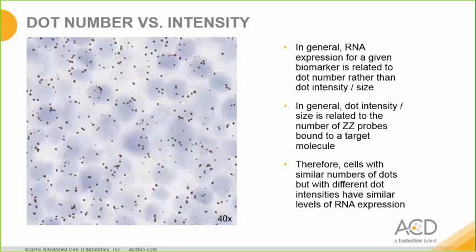To reiterate, in general, RNA expression for a given biomarker is related to dot number rather than dot size or intensity. In general, dot intensity is related to the number of double-Z probes bound to a target molecule. Therefore, cells with similar numbers of dots, but with different dot intensities or sizes, have similar levels of RNA expression.